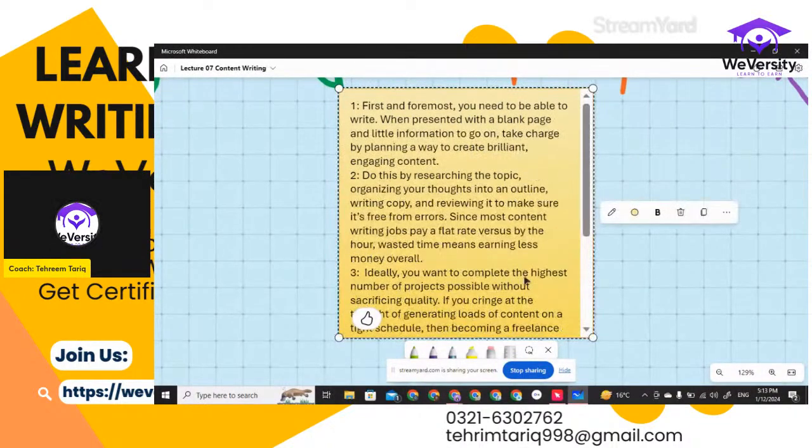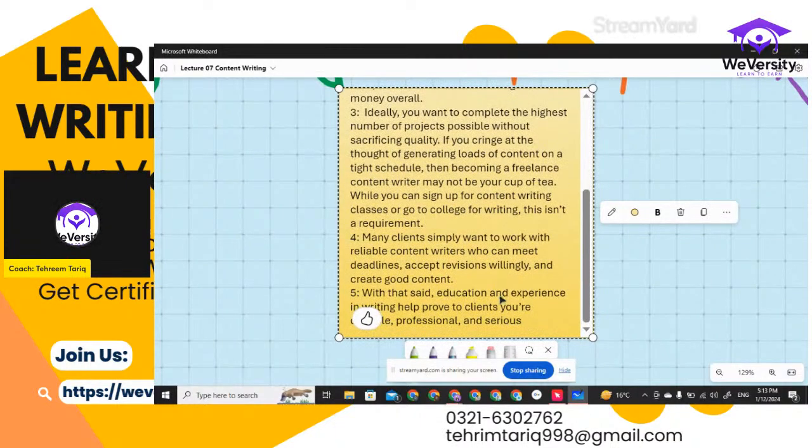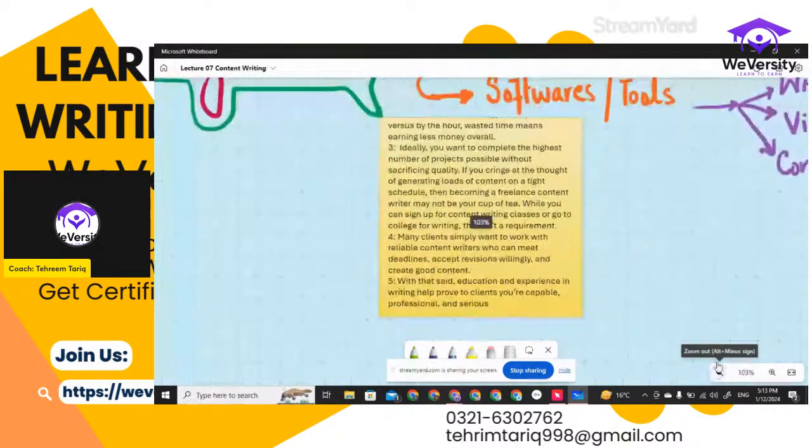Ideally, if you want to complete the highest number of projects possible without sacrificing quality, and if you cringe at the thought of generating lots of content on a tight schedule, then becoming a freelance content writer may not be your cup of tea. While you can sign up for content writing classes or go to college for writing, this is not a requirement. Many clients simply want to work with reliable content writers who can meet deadlines, accept revisions willingly, and create good content. With that said, education and experience in writing help prove to clients that you are professional and serious about your career as a freelance content writer.